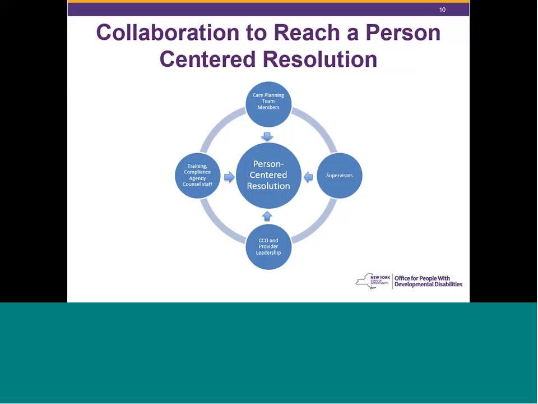So collaboration to reach a person-centered resolution is really about identifying the care planning team members and having discussions about what they know about the person and what the person wants, how they are discussing together what can be achieved in the supports and services that they are delivering, and working to define those in a realistic way. We need supervisors to be a part of that, and structures developed within the CCO supervision chain and leadership roles to make sure that the care planning team members and the collaboration that's expected is supported.